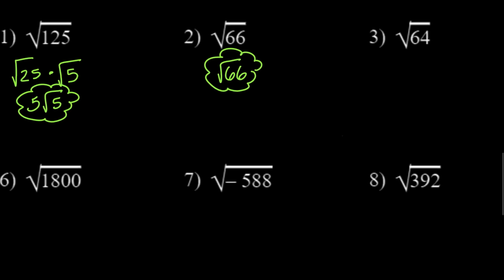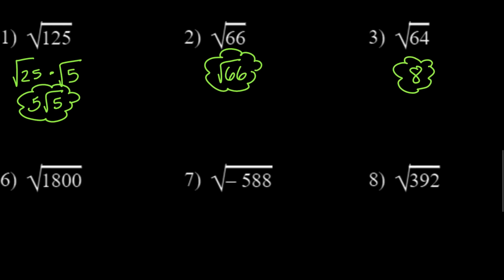What about the next one? What's a perfect square that goes into 64? It already is a perfect square, right? 8 times 8 is what? So 64 is a perfect square. So what is the square root of 64? 8. You just write 8. Plus or minus 8? Yeah, we'll get to that.